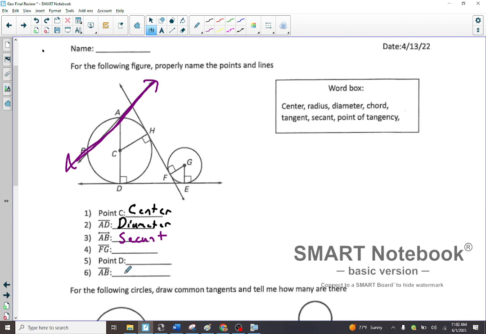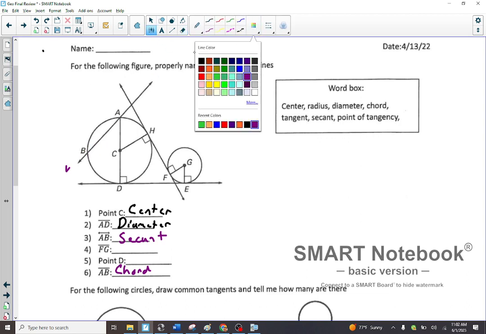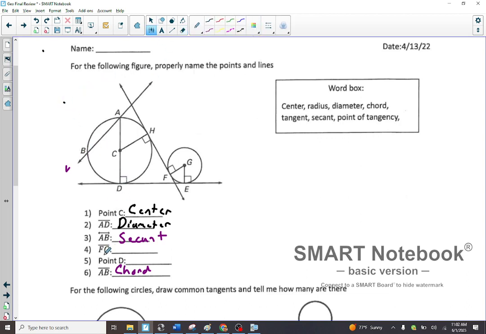I'll skip to number 6. But if it's not all the way through the circle, it just stops at the edges of the circle, then it's just a chord. So AB with a flat line is a chord. Let's see. FG, from F to G, it's the center to the edge of the circle. So that's a radius. And point D, it's a point at the edge of the circle on a tangent line. So it's a point of tangency.